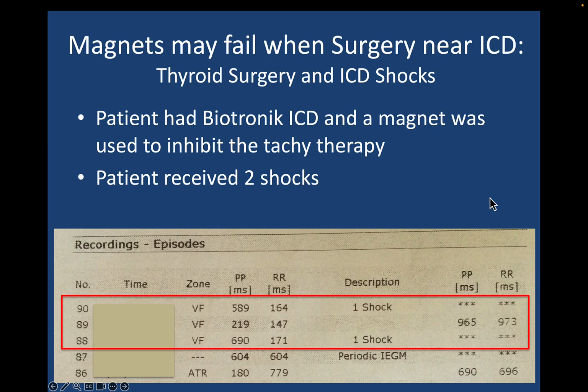Magnets may fail when surgery is near the ICD. This is thyroid surgery, and the patient had a Biotronic ICD. A magnet was used to inhibit the tachytherapy, and this was a post-operative assessment. Again, the patient received 2 shocks during this procedure. Now, this to me is really potentially dangerous because, when they're doing thyroid surgery, they're close to the vagus nerve, and an inadvertent shock in somebody who's oftentimes not completely paralyzed could be devastating.